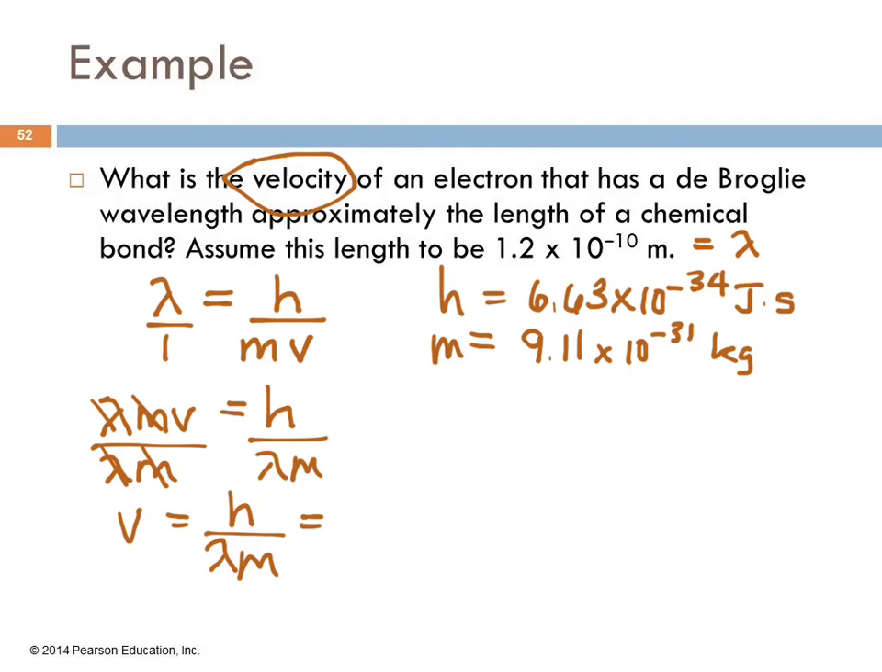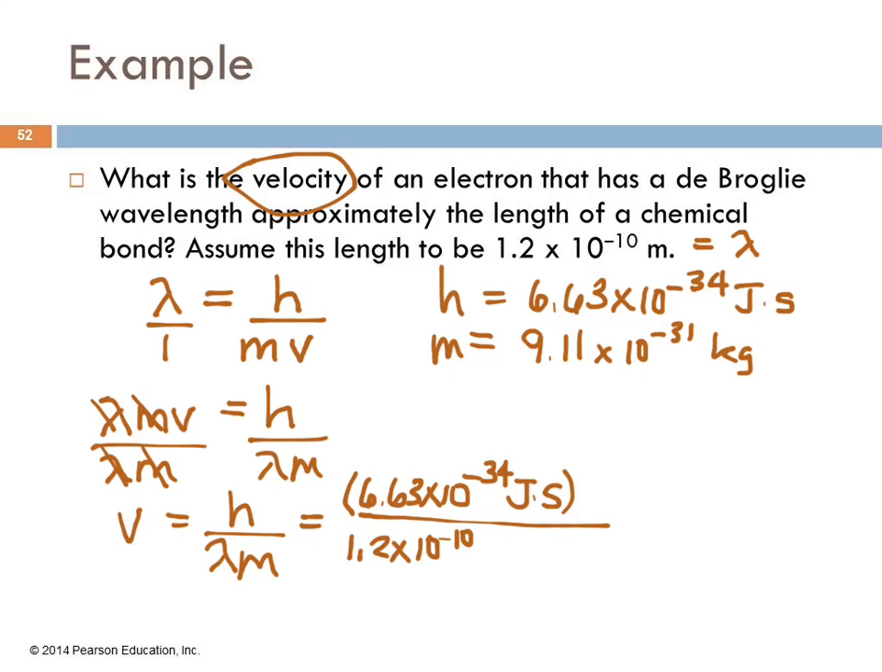Okay, so plugging these things in then, we have 6.63 times 10 to the minus 34 joule seconds. And down here, we have lambda being 1.2 times 10 to the minus 10th meters. That's the wavelength. And the mass being 9.11 times 10 to the minus 31 kilograms.